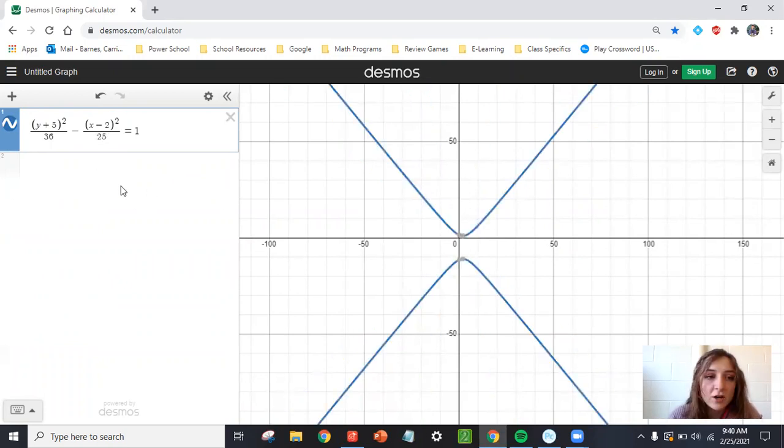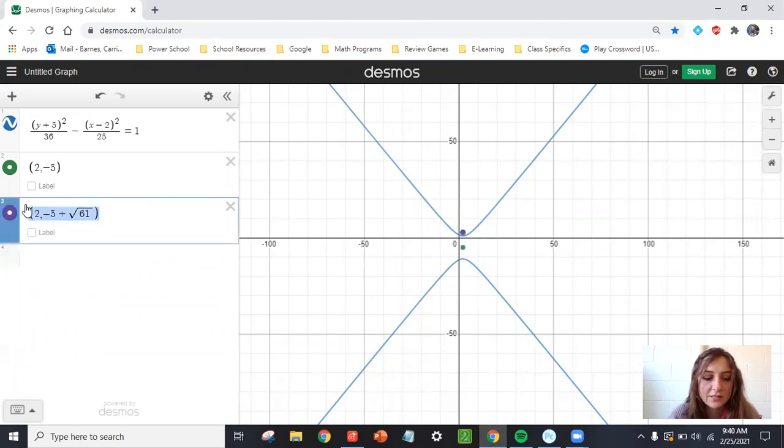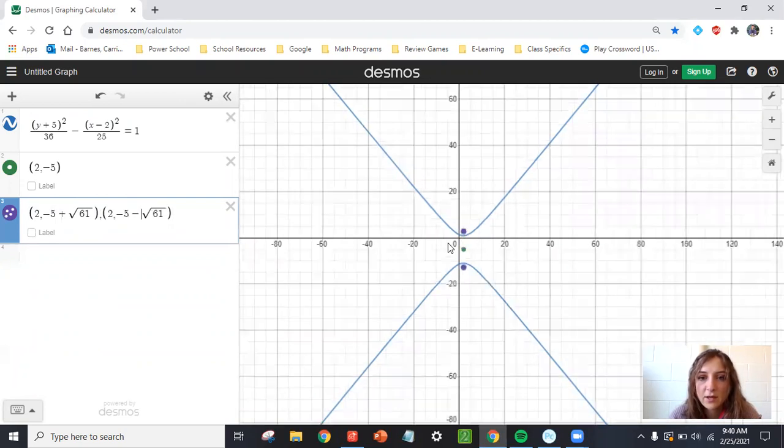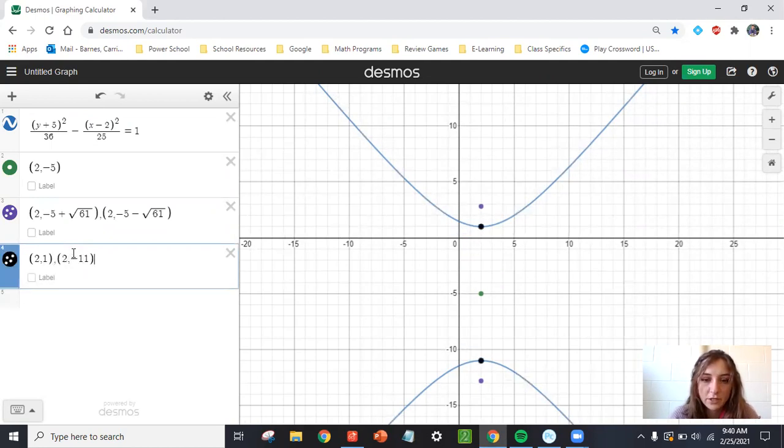Okay, and then we have our center, which is at (2, -5). That looks good. We have our foci, which is (2, -5 plus the square root of 61). Okay, that looks good. And we have the same thing also, but with a minus. Okay, that one looks good as well. Then we have our vertices, which are (2, 1) and (2, -11). All right, those look good.